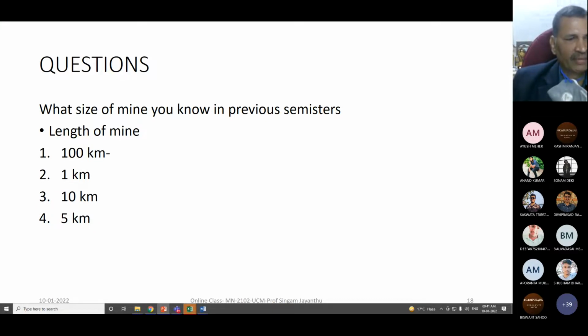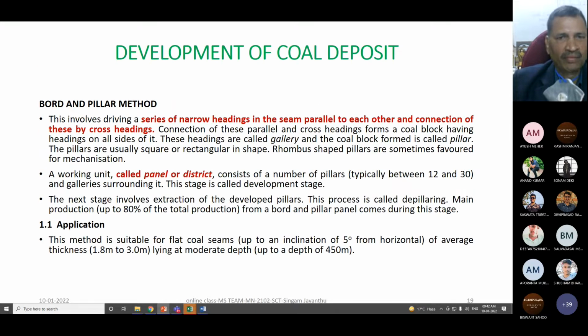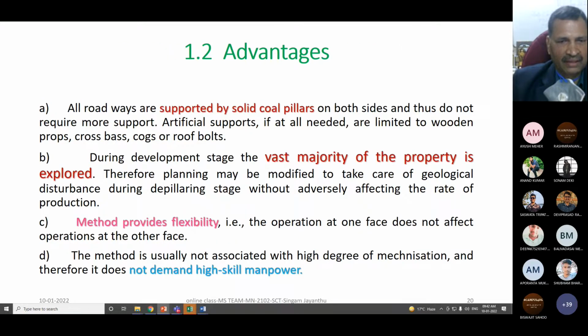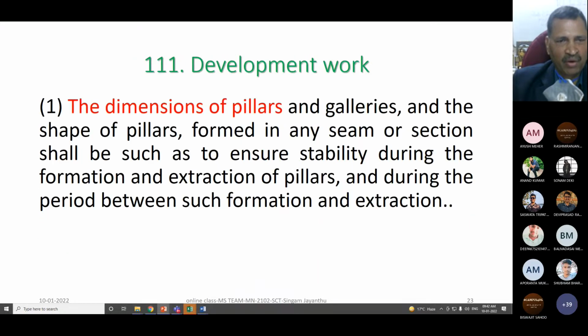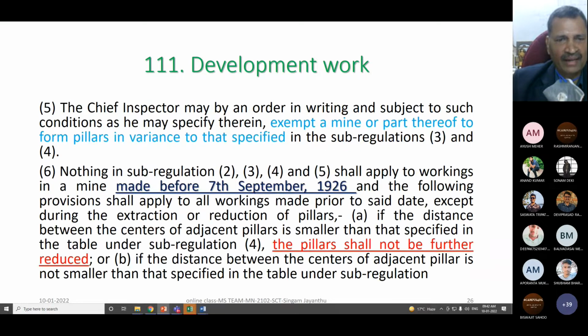Sir, because the coal is found in different strata of seams, and generally seams are 2 to 5 meters. So the depth will not be much greater than the length of the mine. Right. Anything more? Does anybody want to add to that?